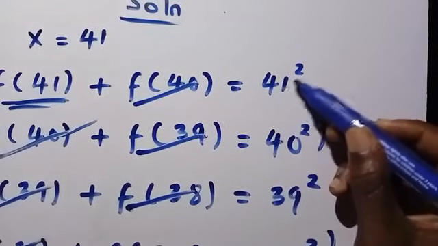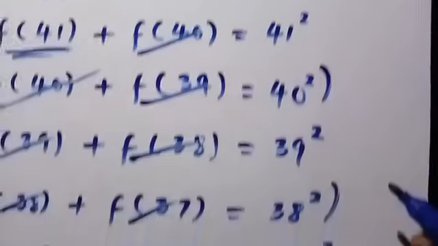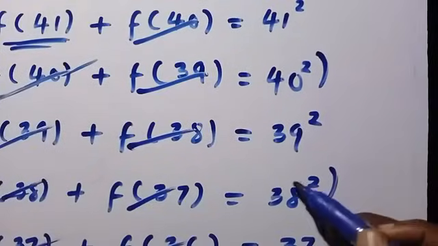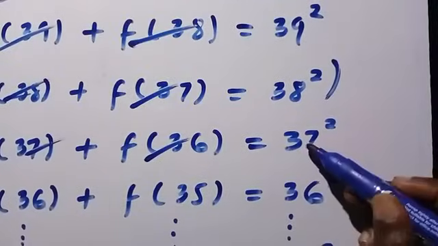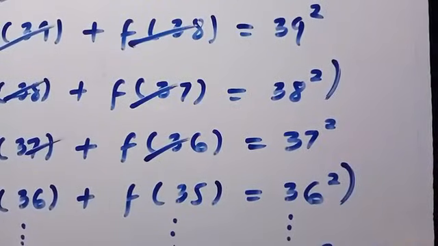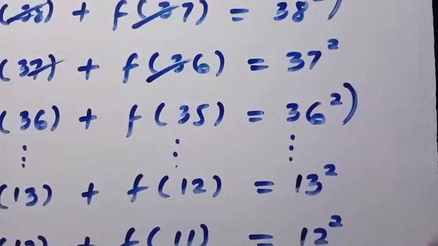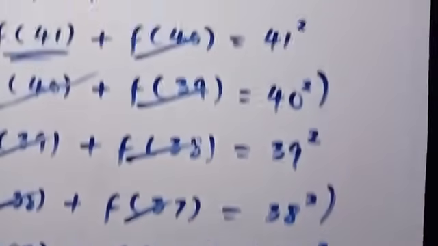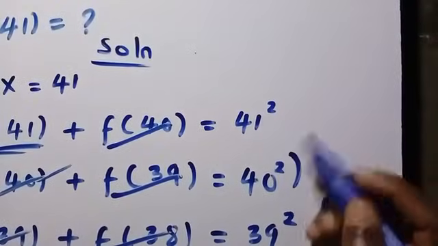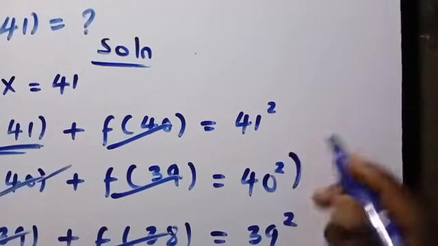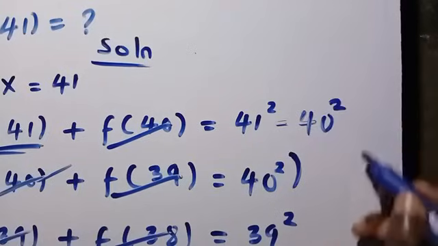Here we have 41 squared. Here is minus 40 squared. Here we have 39 squared minus 38 squared. And also 37 squared minus 36 squared, to the final, which is 13 squared minus 12 squared. So when we apply the difference of two squares to this, it means 41 squared minus 40 squared.